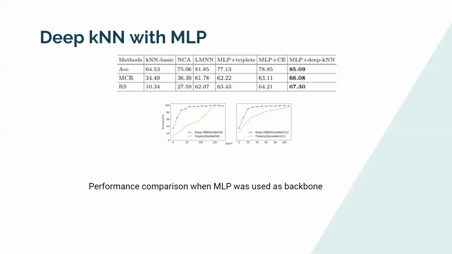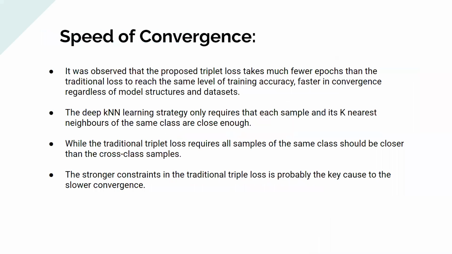This is the thing that we have discussed before. When we use MLP plus deep kNN, the MLP can be added at the end of the feature extractor and fine-tuned accordingly. Then the accuracy is higher compared to all the other models, and the minority class recall is also higher compared to kNN basic, NCA, LMNN and MLP plus CE. And then there is speed of convergence.